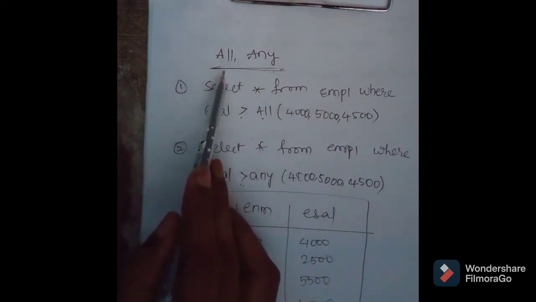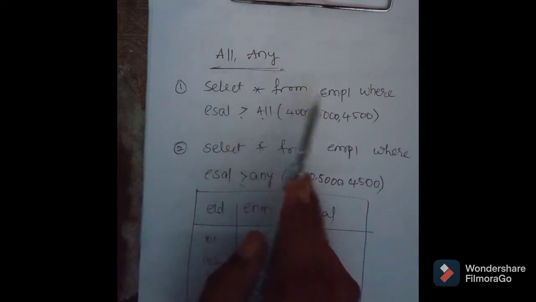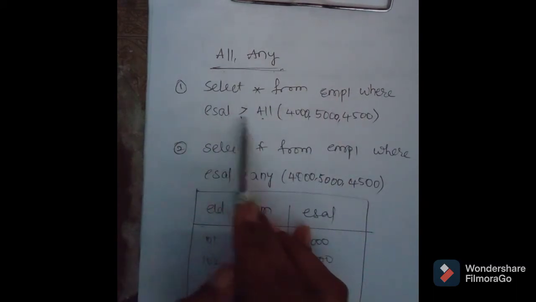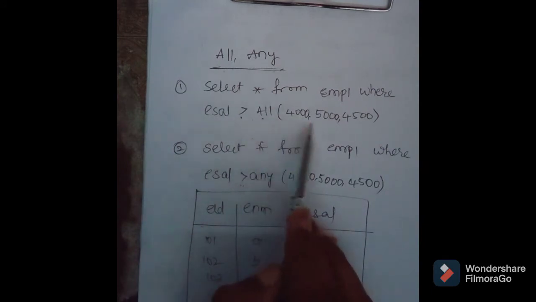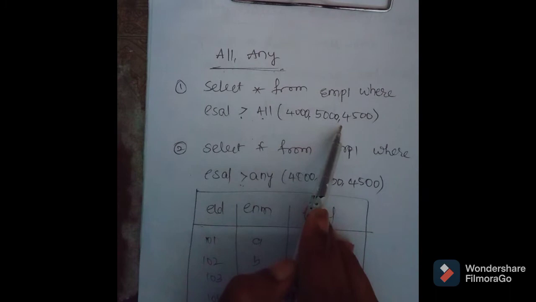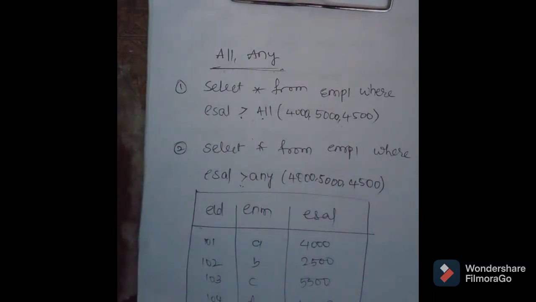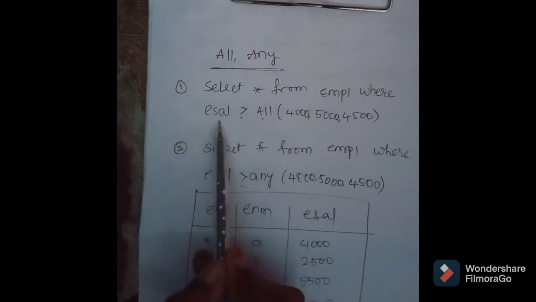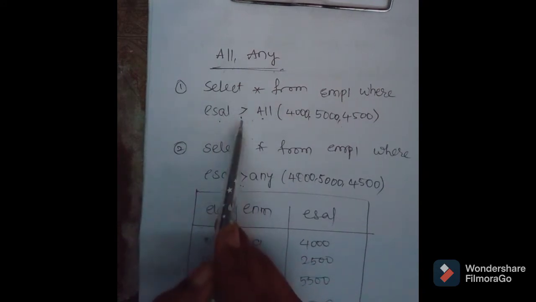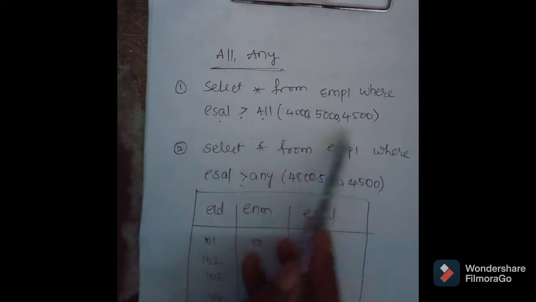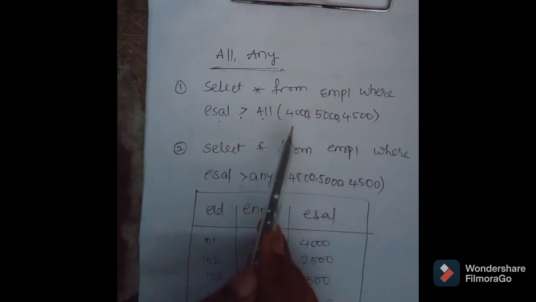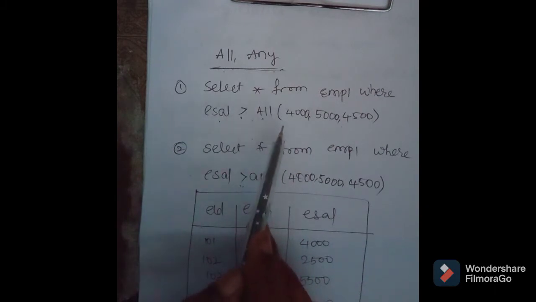For example, select star from employee where employee salary is greater than ALL the values specified here. In the last session we discussed the IN operator. The IN operator also consists of a list of values, and that list of values is compared with the column values. Similarly, here the employee salary column values must be greater than all the values specified here. Only those records will be in your result set.